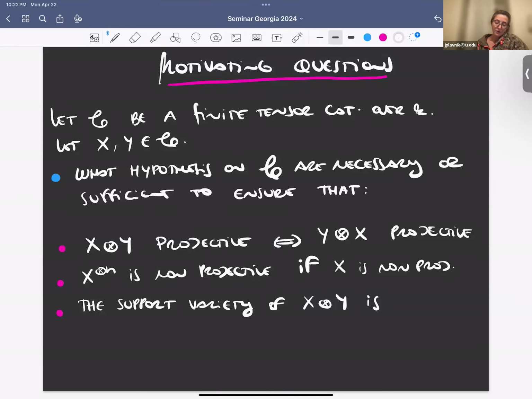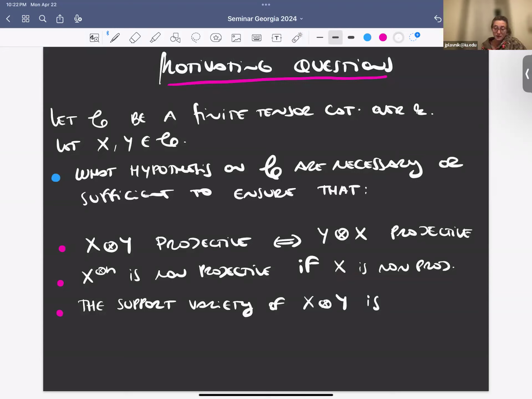One comment is that if we tensor by projectives, we will be projective. That's why we are asking if it's non-projective here. And then this is the question that I will focus on: what happens with the support variety of a tensor product. I didn't define support variety yet. I will do it in a little bit, but I wanted to mention these things.